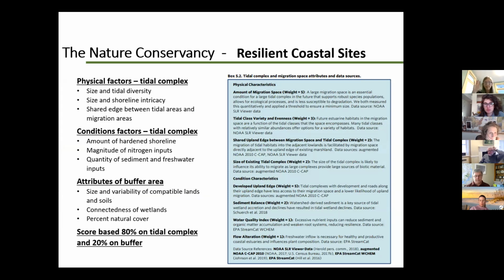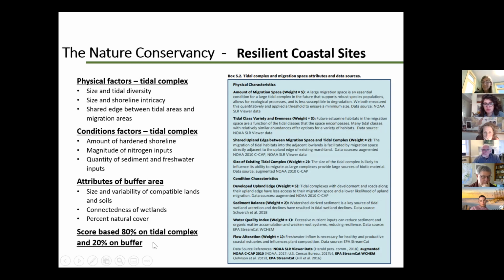This again just lists physical features of the tidal complex that were part of the score and those condition features. And what we have in the box to the right is clipped directly from the report and gives you the actual weight of each of these features and how they fit into the final model.